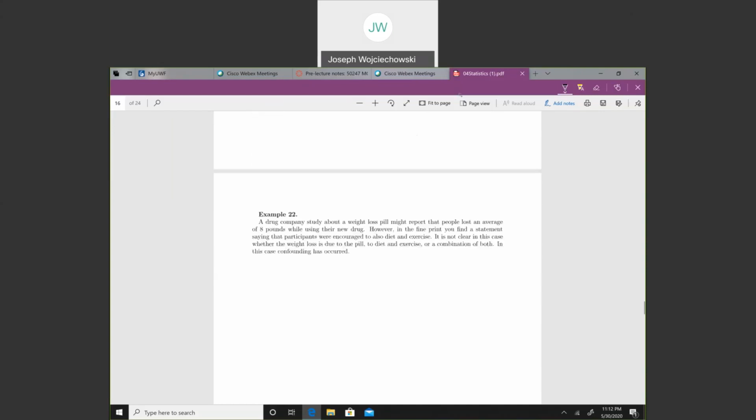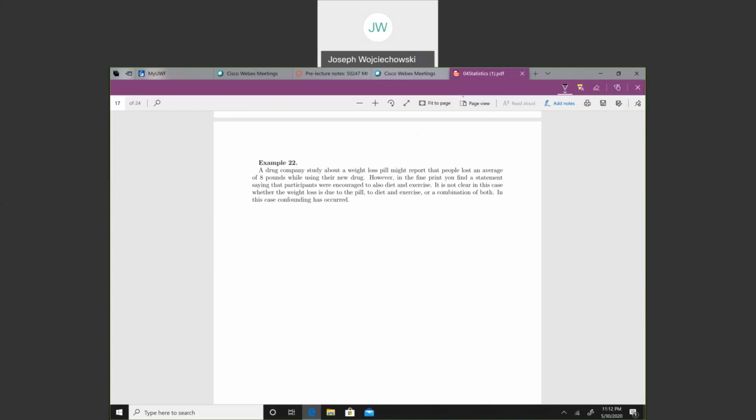A drug company study about a weight loss pill might report that people lost an average of 8 pounds while using the new drug. However, in the fine print, you find a statement saying that the participants were encouraged to also diet and exercise. It is not clear in this case whether the weight loss is due to the pill, to the diet, exercise, or a combination. In this case, confounding has occurred as well.